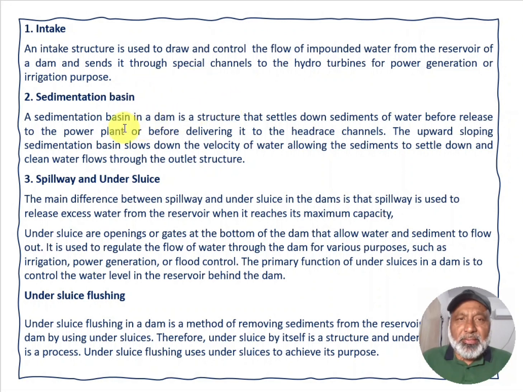A sedimentation basin, which I have shown you. A sedimentation basin in a dam is a structure that settles down sediments of water before release to the power plant or before delivering it to the headrace channels. The upward sloping sedimentation basin slows down the velocity of water, allowing the sediments to settle down, and clean water flows through the outlet structures.